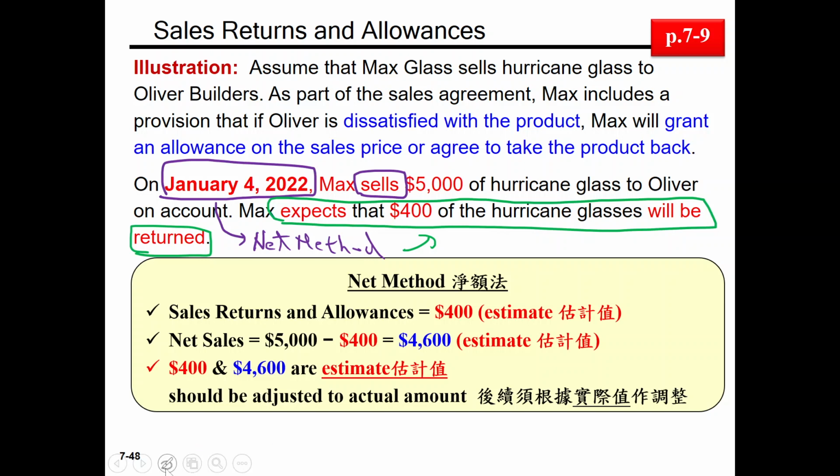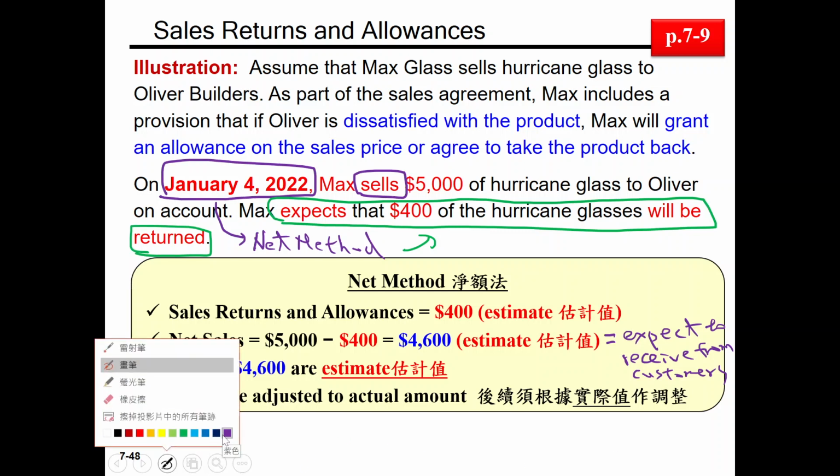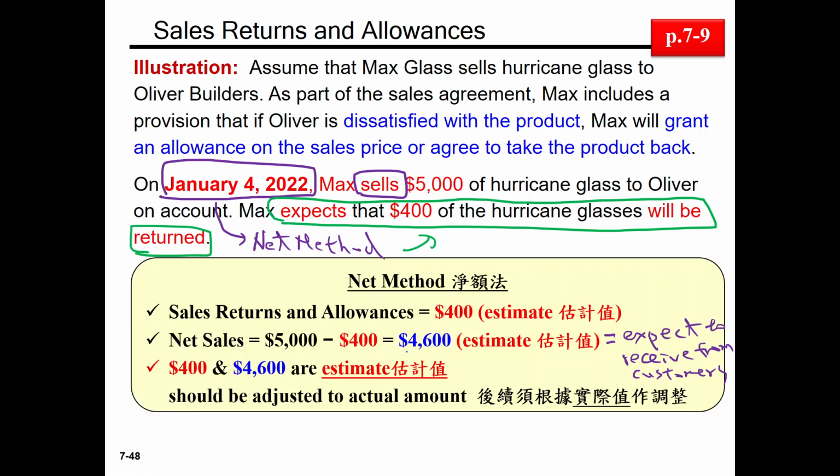So $4,600 is the amount you expect to receive from customers. At the beginning, you had to report the net amount. So $4,600 is our net amount, after you consider the variable consideration.